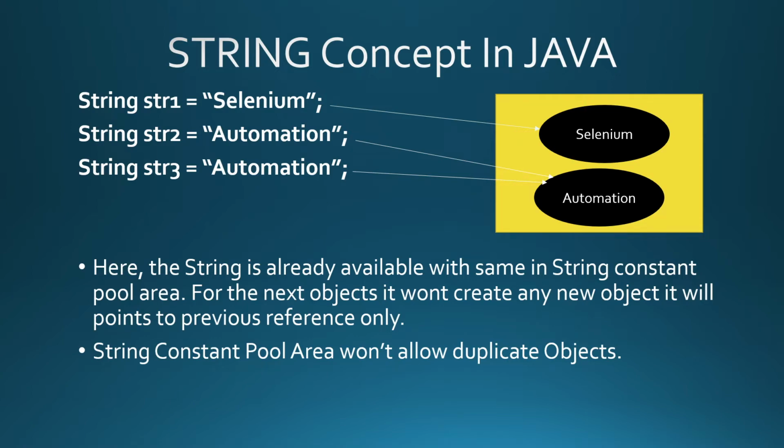So what will happen if two strings which are the same are going to be stored in the string constant pool area? What will happen in this scenario?